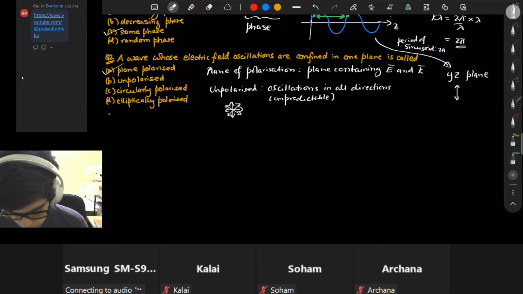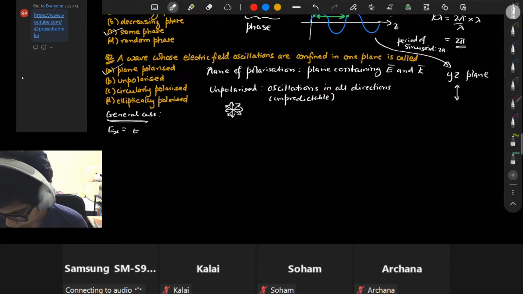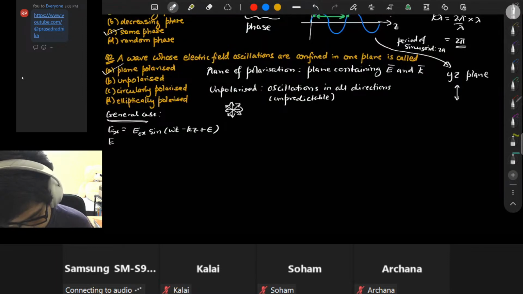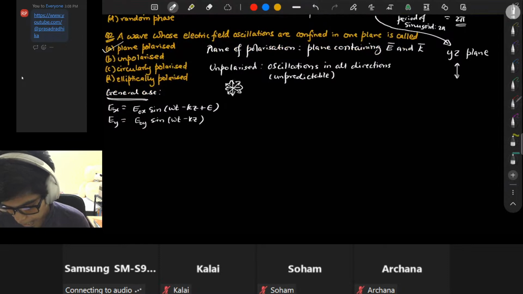General case. In the general case, we will have, let us say, Ex and Ey. So Ex is E naught x sine(omega t minus kz plus epsilon), epsilon being some additional initial phase. And Ey, let us take E naught y as the amplitude, sine(omega t minus kz). And let us consider this at z equal to 0.